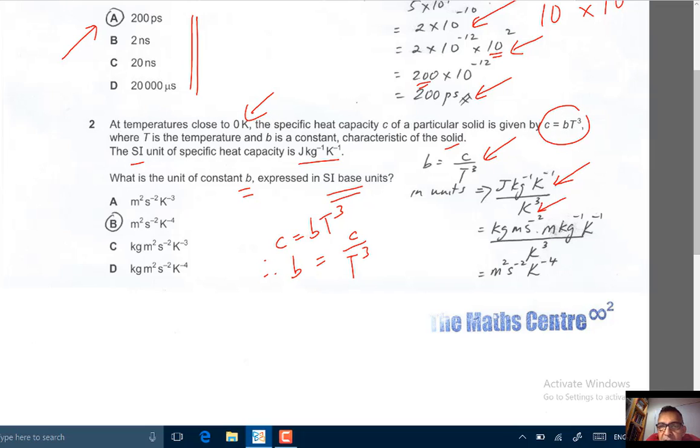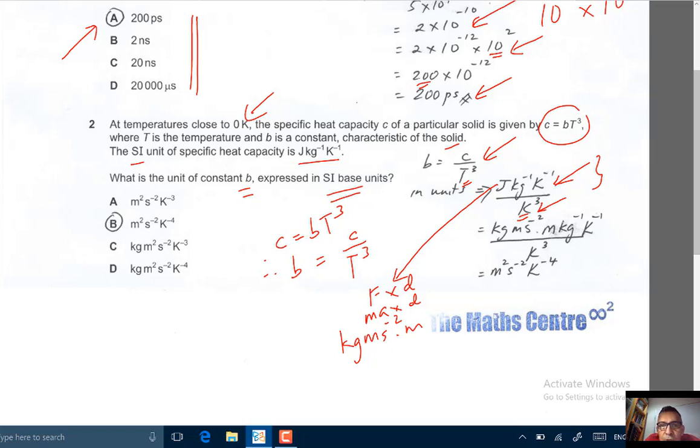Again, the units for C, they've given me joule per kilogram per Kelvin. The SI unit for temperature is Kelvin. So this is T cubed, so I can write it as K cubed. Now, what we need to do next is take care of this joule part. Joule is the unit of work done. Work done is force times distance. What is force? Mass times acceleration, times distance, which will be kilogram meter per second squared times meter.